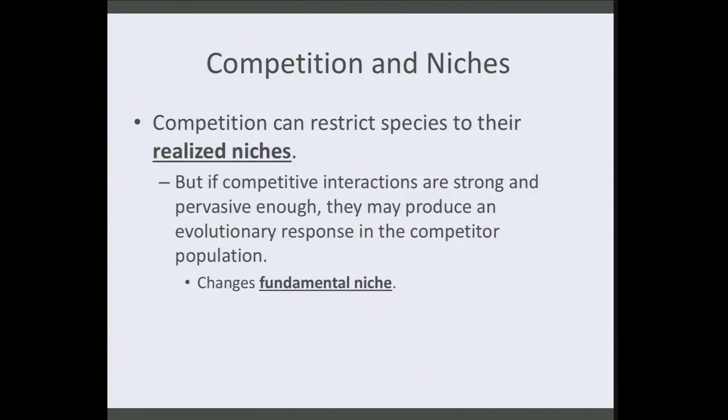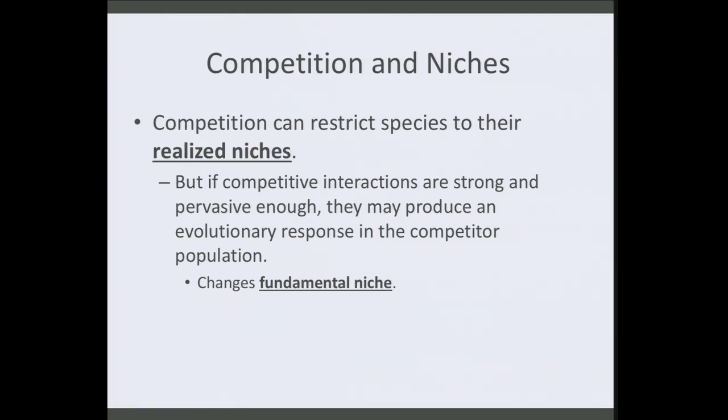Okay. So we talked in a previous chapter about niches and niche interactions. Competition will restrict species to what's called their realized niche. And remember, realized versus fundamental. So fundamental is where they could live. Realized is where they actually live. So really strong competition prevents them from feeding on certain things that they might be able to feed on without the competition. With competition, they'll be localized to their realized niche.